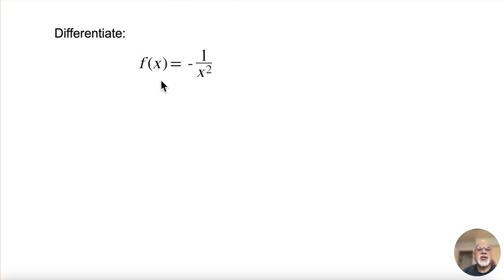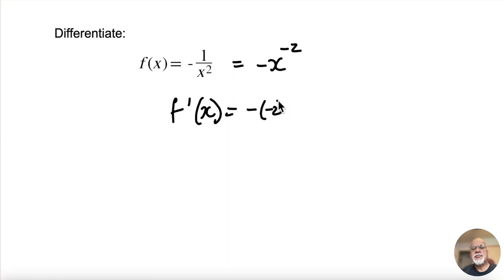So we want to differentiate f of x equal to negative 1 over x squared. The first thing you might want to do is to write this in exponent form, rather than in fractional form, we'll write it like this. And so f prime of x, using the Newton notation, says bring the n down in front, so this negative stays here, that times this negative 2, x to the negative 3. And so this ends up becoming 2 over x cubed.